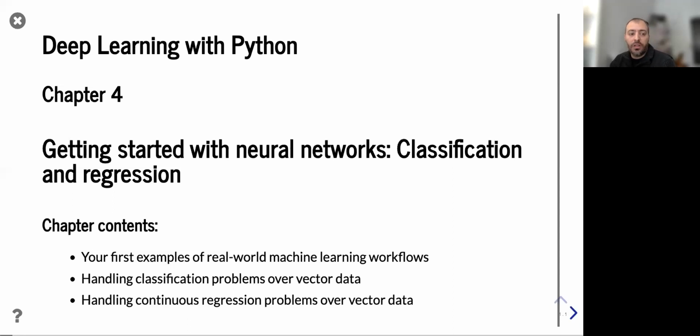The first one will be a classification problem where we will have movie reviews. So I guess you are familiar with IMDb, the movie database. So we will get reviews from this database over different movies, and we will try to classify these reviews, these texts, as positive or negative. So this is the first task.